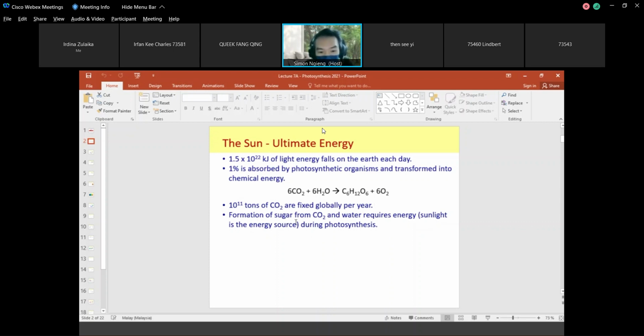Okay, so formation of sugar from carbon dioxide and water requires energy. Okay, sunlight is the energy source during photosynthesis.